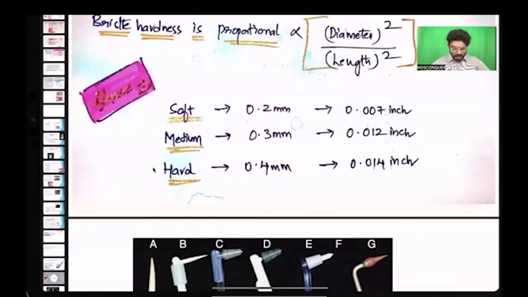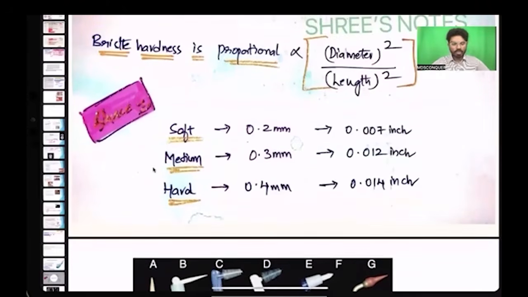Now, the next important thing, as we have already discussed a few things about brushes. Okay, so bristles. The hardness of a bristle is directly proportional to diameter. As the diameter of bristle is increased, d square, the hardness will be improved. And it is inversely proportional to length. The more the length of bristles, the less the hardness of a particular brush. So proportional to d square and inversely proportional to L square.